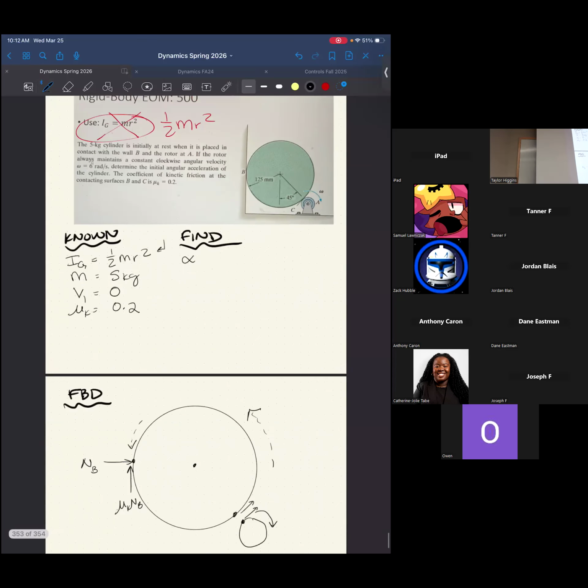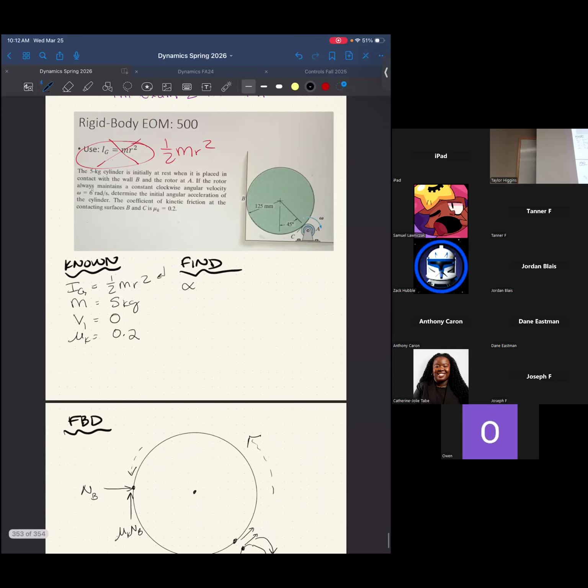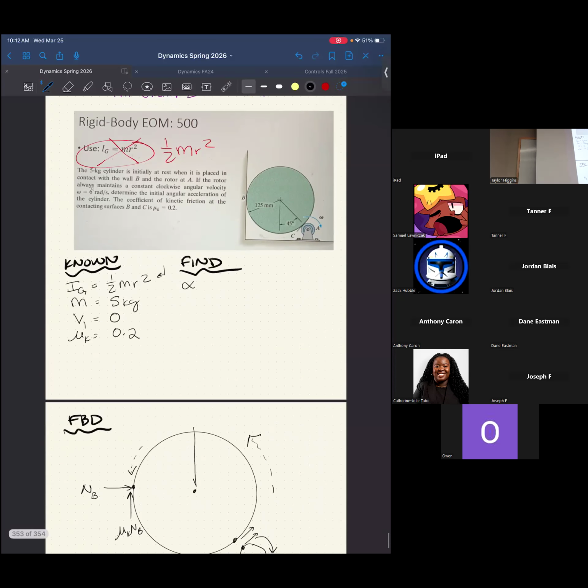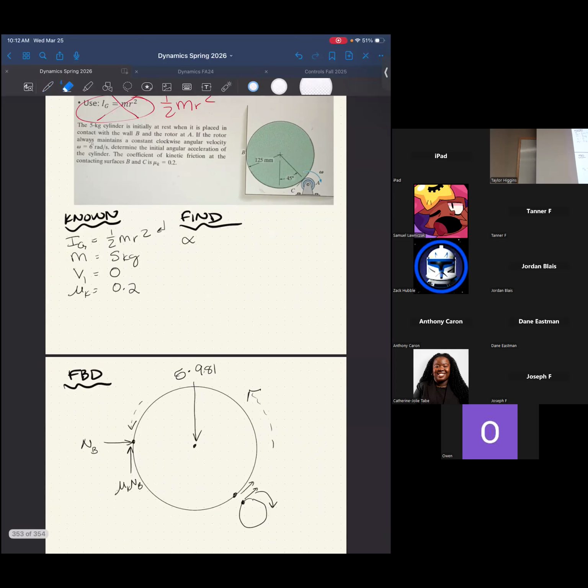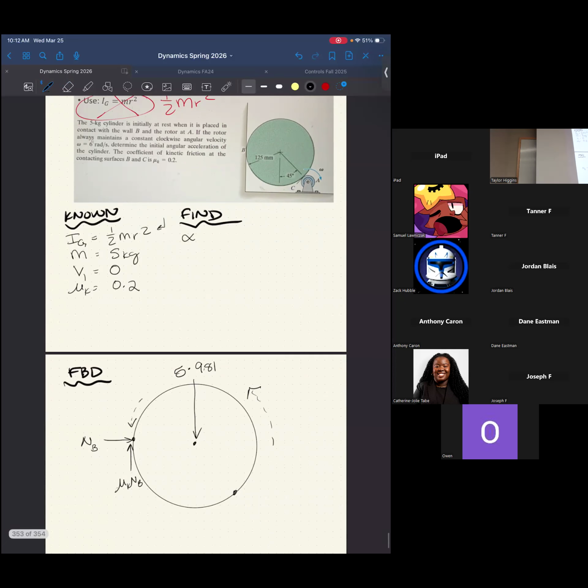What other forces do we need? Gravity. 5 times 9.81. Okay, what else? Yep, we got to erase this other roller. We need to understand what is the plane for which the normal is perpendicular. So that's NA, all right? What else? Friction force. Okay.